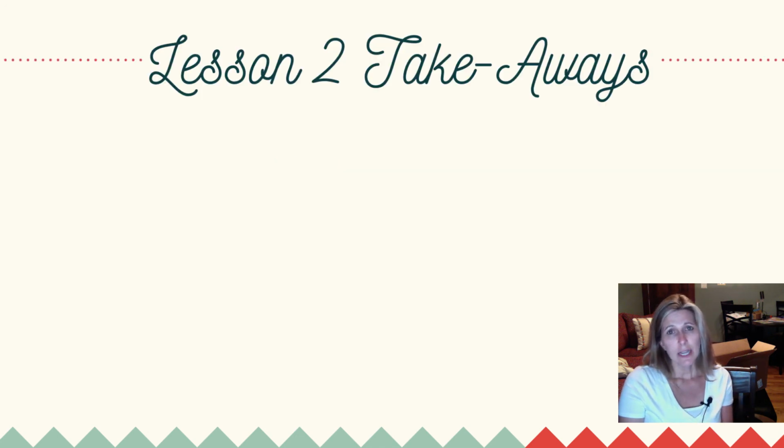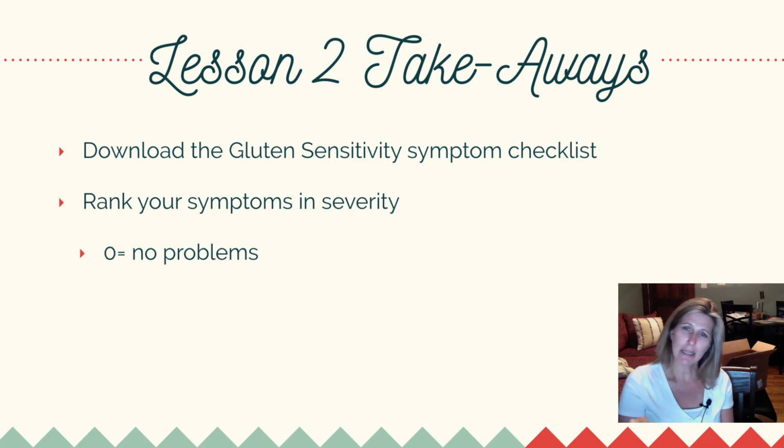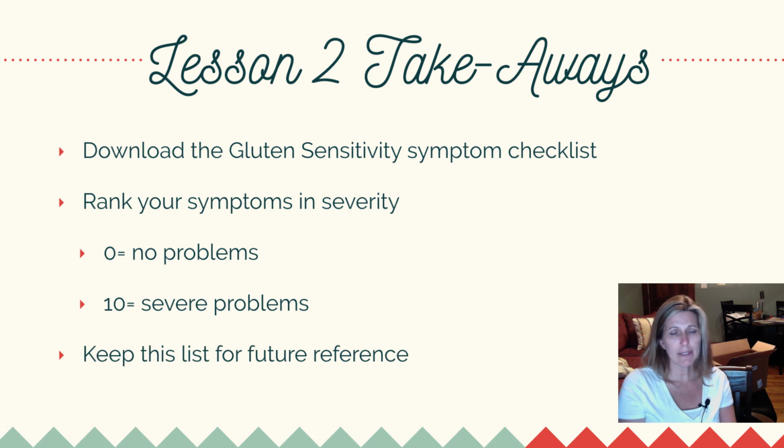So, takeaways from this lesson. I want you to download the gluten sensitivity symptom checklist that came with this lesson, and I want you to rank your symptoms in severity. I didn't leave a space on the handout for you to rank it, but just write it out by the side. 0 if you have no problems, and 10 if you have severe problems with that particular symptom. And then keep this list for future reference so you can look back and see what kind of progress you've made once you've got gluten out of your diet.